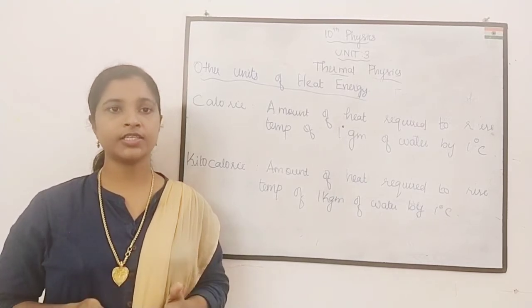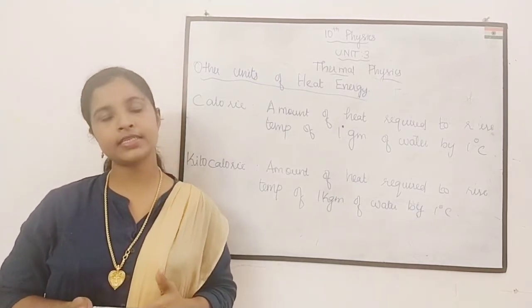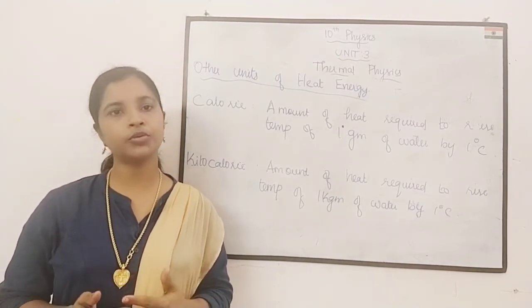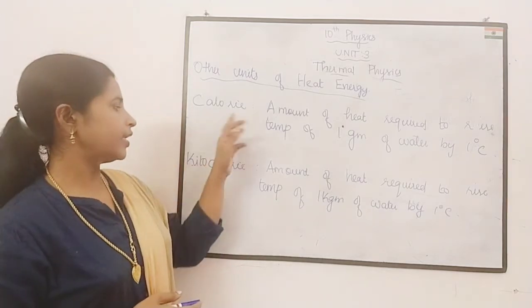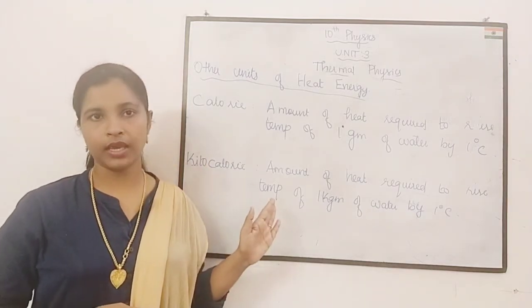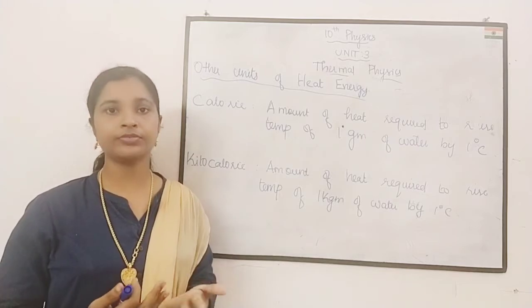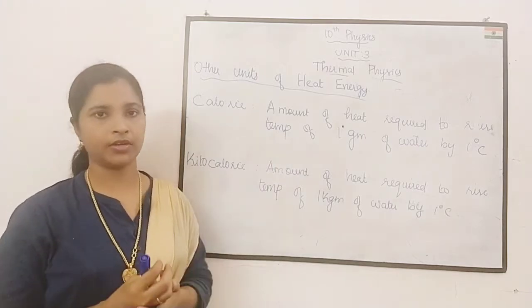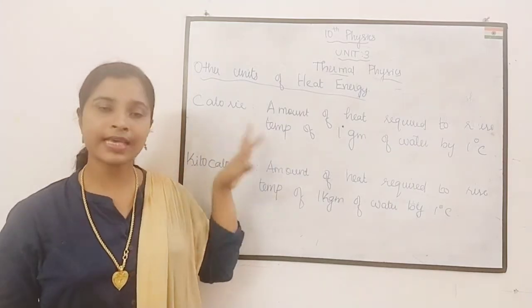As I already told, the SI unit of heat is Kelvin. There are some other units also, that is calorie and kilocalorie. These are also other forms of units of heat. So let us discuss what is calorie.